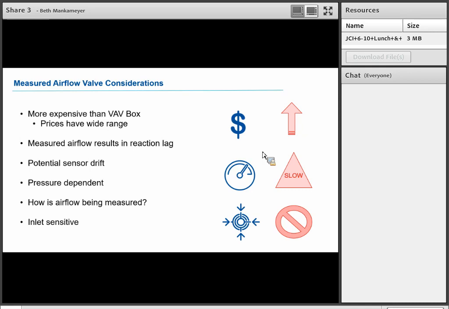And since there are sensors involved, they do have that potential sensor drift. Sensors do drift over time and when they're used. Depending on the sensor you're using, some are worse than others.